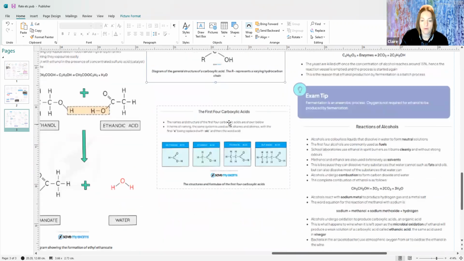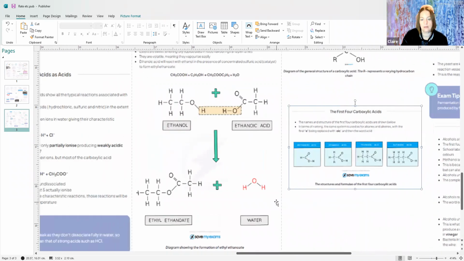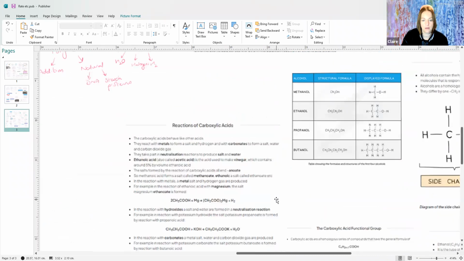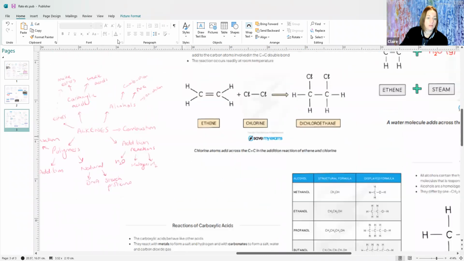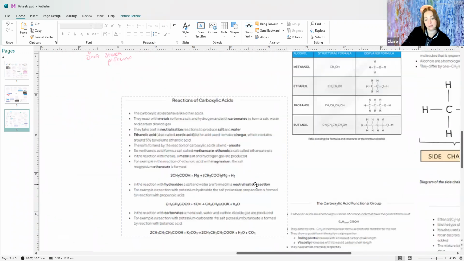The first four carboxylic acids are these. Again, a nice little visual representation of how they're supposed to be drawn and how they look. Okay, so please note that. That's really important. Then you've got, as we said, reactions of carboxylic acids to produce weak acids and esters.